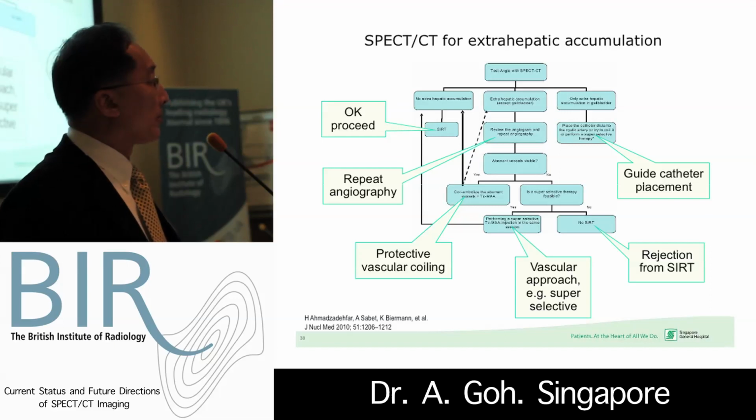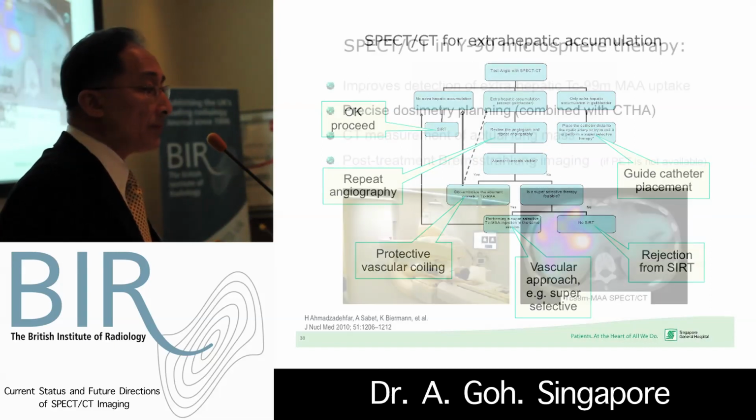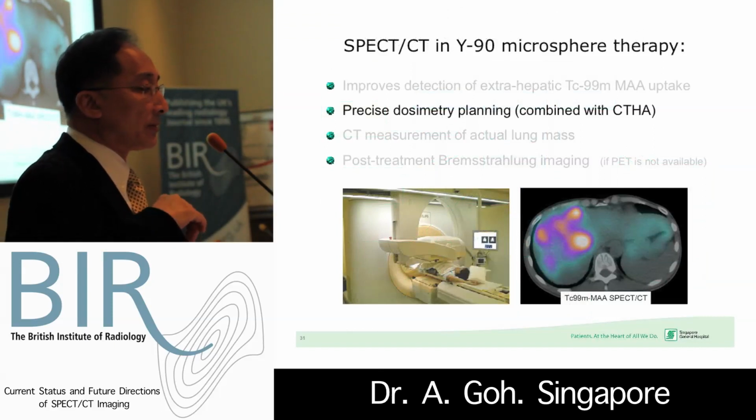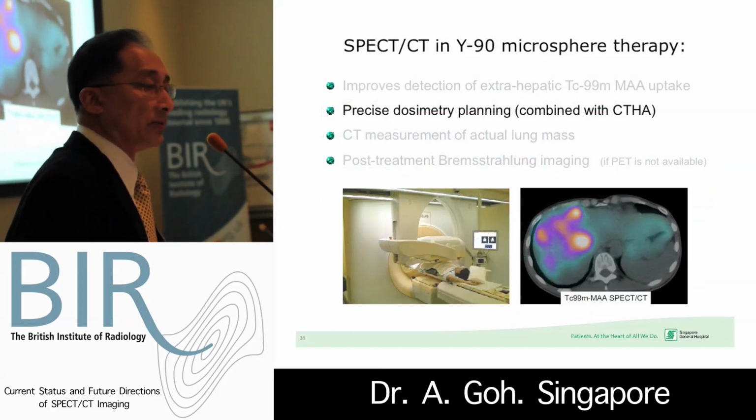And I think most studies show that about 20% of patients will fail the MAA study prior to yttrium therapy on account of lung shunting or difficult territories or difficult vascular access. So now the next section of my talk is on precise dosimetry planning.